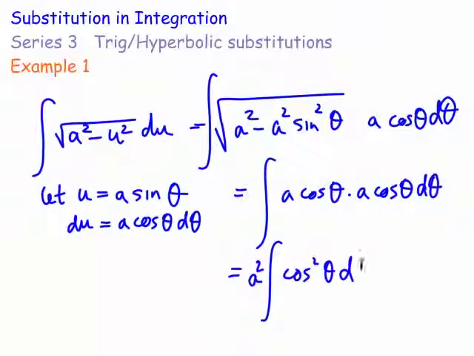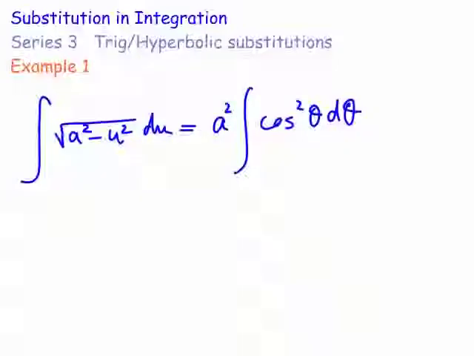Now we're going to have to do the cos squared theta substitution from our double angle results, and you might remember that is a half of 1 plus cos 2 theta. I'm going to continue shortly, or I'll just rub this out and we'll continue again.